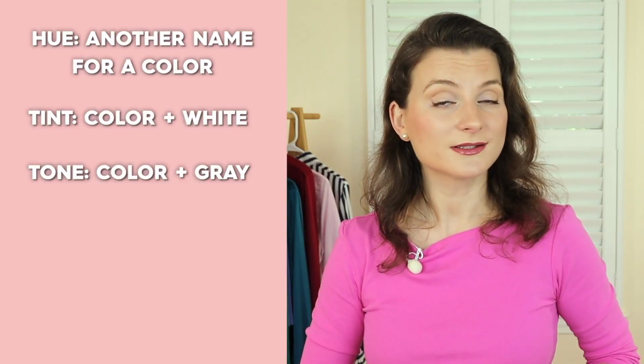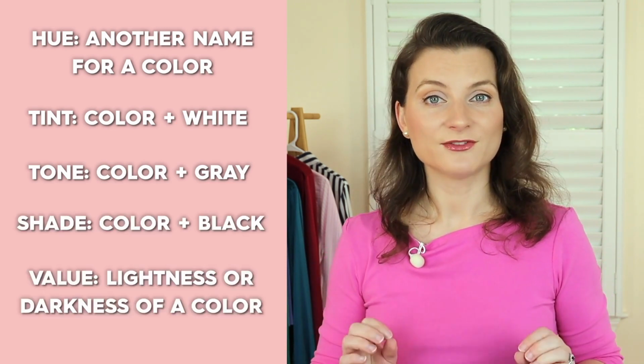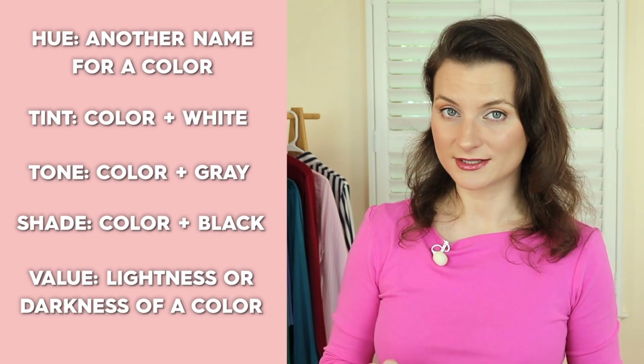Now let's define a couple of terms so we understand what we're referencing. Hue is another name for color. Tint is color plus white. Tone is color plus gray. Shade is color plus black. And value is the lightness or darkness of a color.